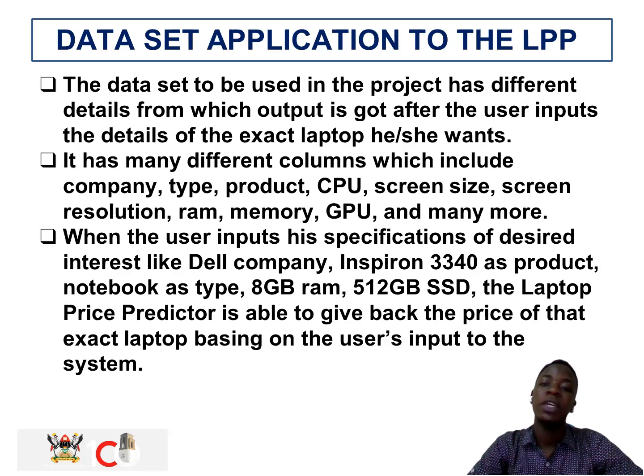When the user inputs these specifications of desired interest, like the Dell company, someone can be interested in a Dell laptop, and the model is listed as 3340 as the product. Then a notebook type, since we have different types of laptops like notebooks, workstations, ultrabooks, convertibles, which is 8 GB RAM, 512 GB SSD, and then the laptop price predictor will give back the price of that exact laptop based on what the user has previously inserted into the system.